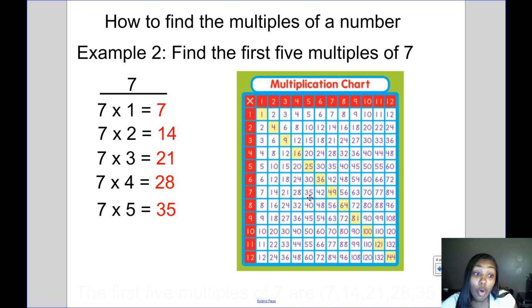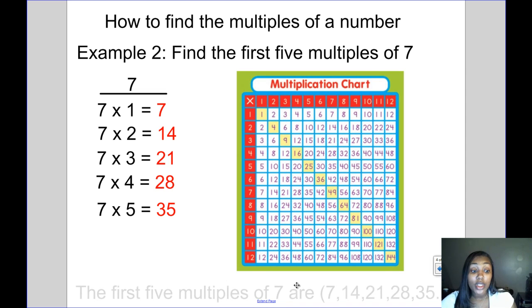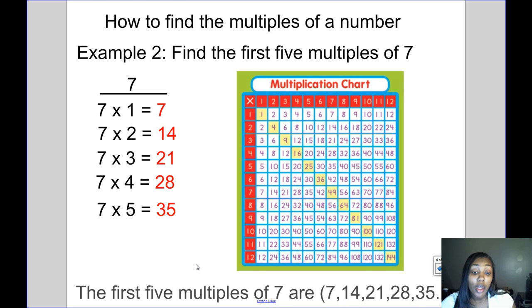And could we go on? Yeah, we could do 7 times 6, 7 times 7, 7 times 8, 7 times 9, and we could keep going on and on and on forever. So like I said, multiples do go on forever. So we would say that the first 5 multiples of 7 are 7, 14, 21, 28, and 35.